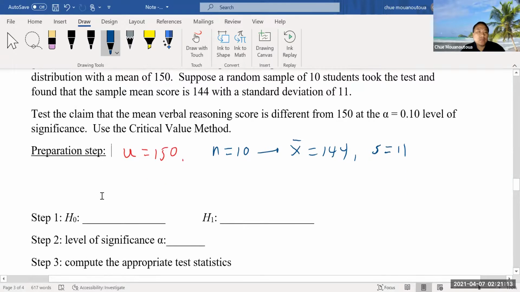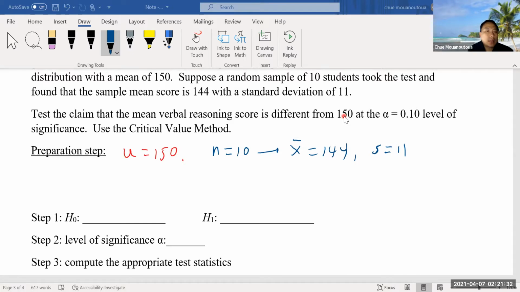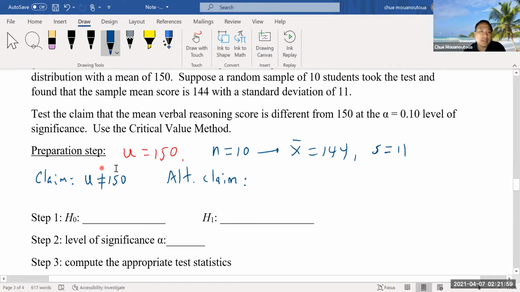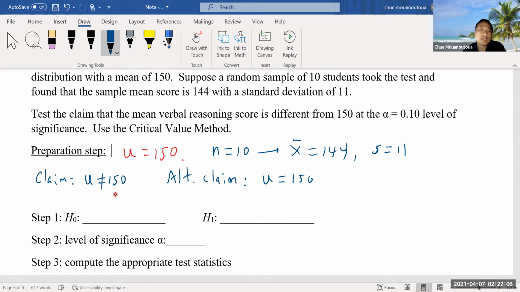Now, to get to step 1, we need to look at the claim. Right here the claim says that the mean score is different from 150. So the claim is the mean is different, meaning not equal to 150. The alternative claim, meaning that if the claim is not true, that is mean is not equal to 150, then the mean must be 150. Oh, that's easy, huh? That's obvious.